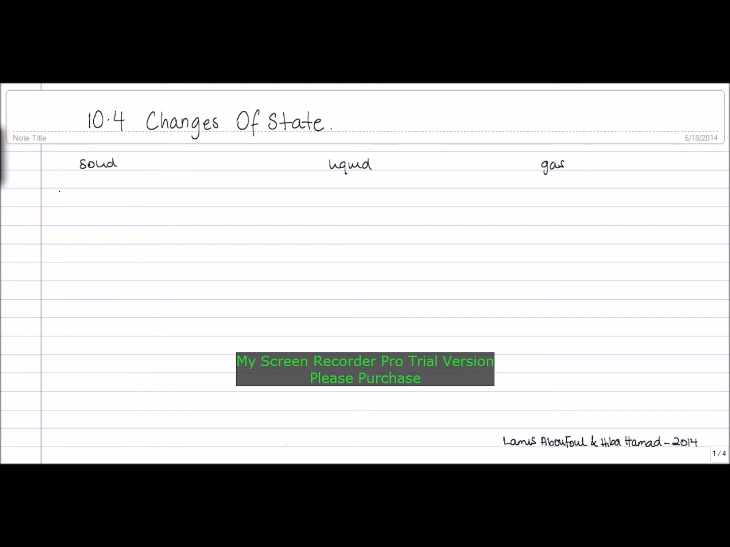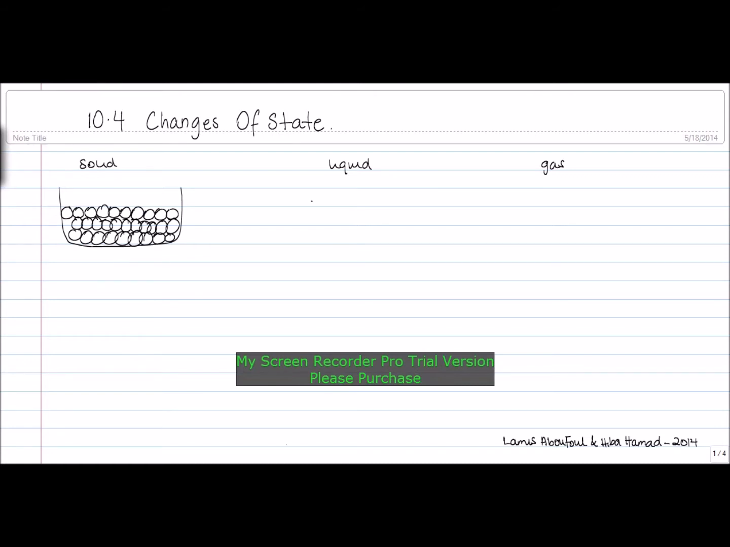Okay, let's say you have solid, which is ice. And you know that solids have a definite shape and a definite volume. So their particles are stuck together and compact, and they cannot move except for vibrations. And let's say this is ice.